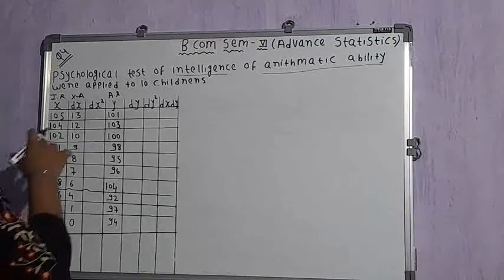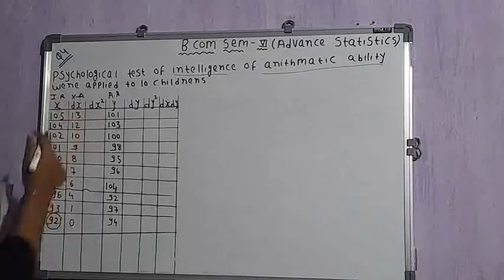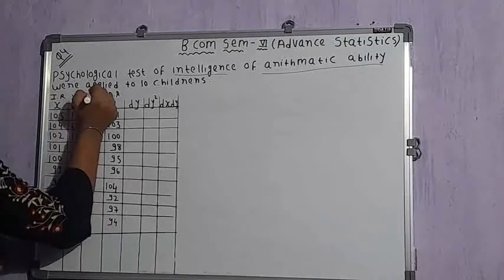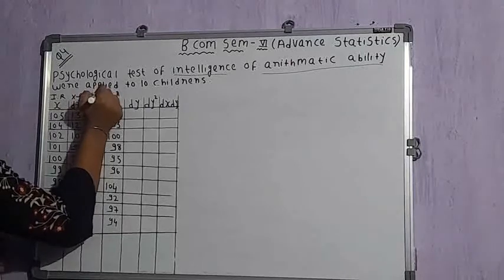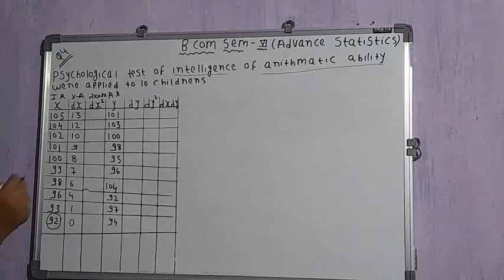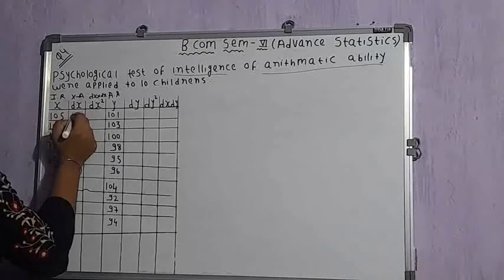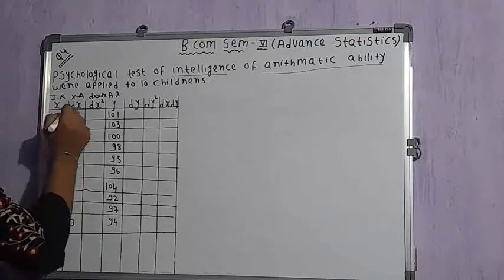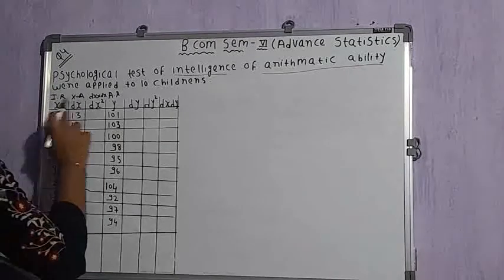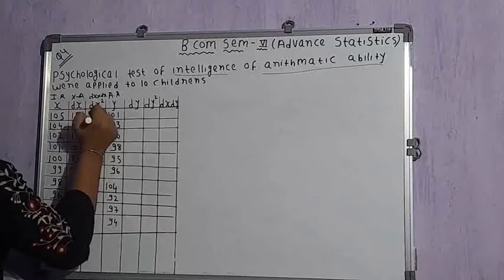Now what is the other one? The other one is dx square. How are we going to get dx square? When we do dx into dx, we will get dx square. Now the first item under the dx column that we have calculated is 13. How are we going to calculate the square of 13? 13 into 13. So it would come to 169.